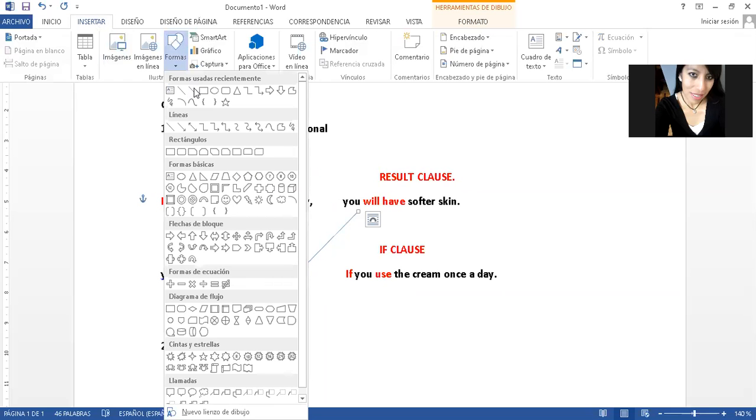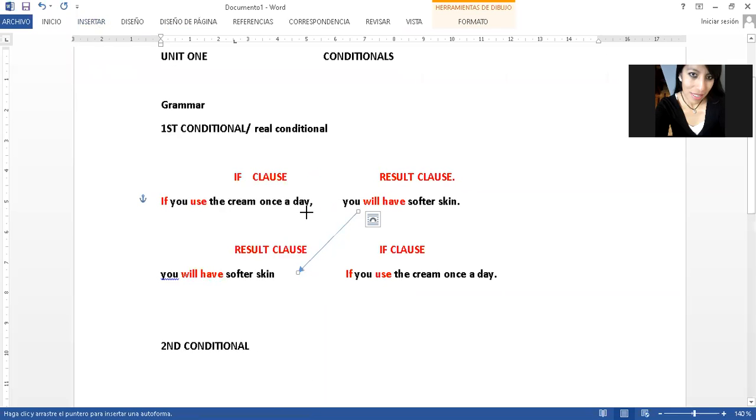Okay, just what we did is exchange positions. Look at the first example and the second example, we exchanged positions. Just that. The meaning doesn't change. The same. Okay, that is our first conditional.